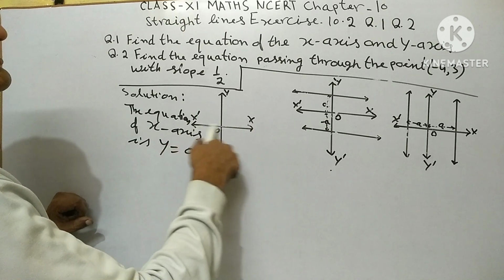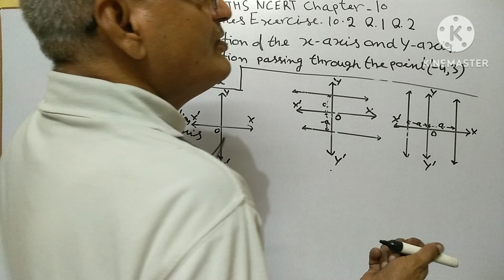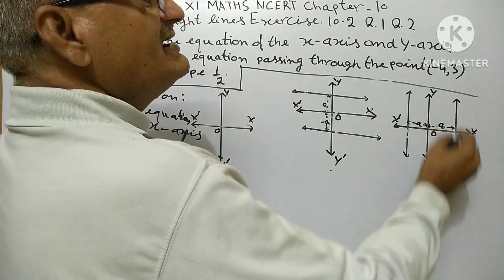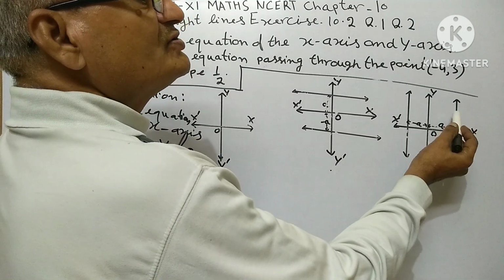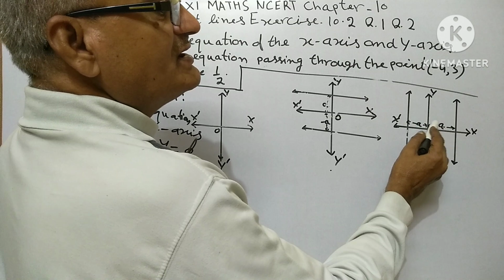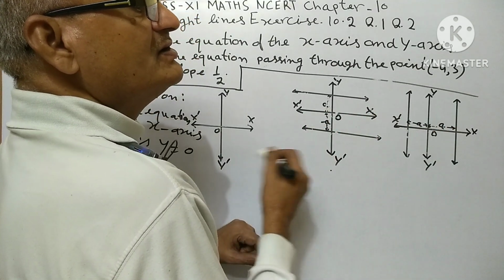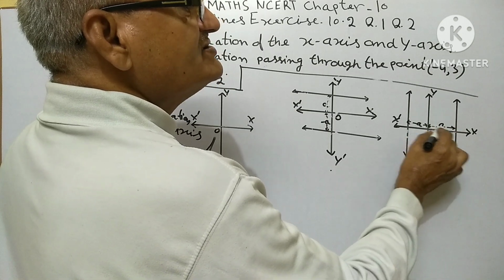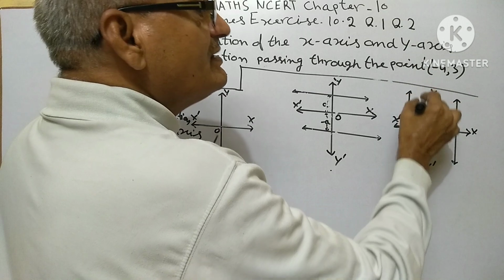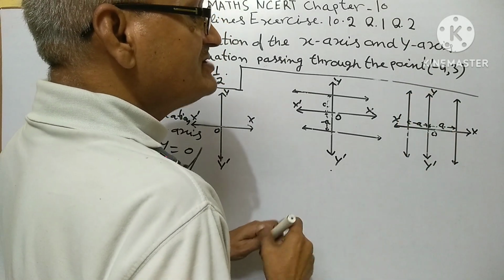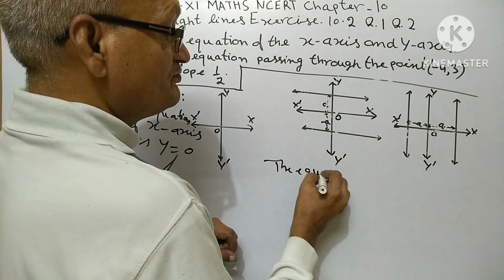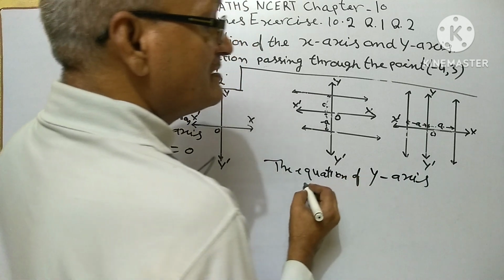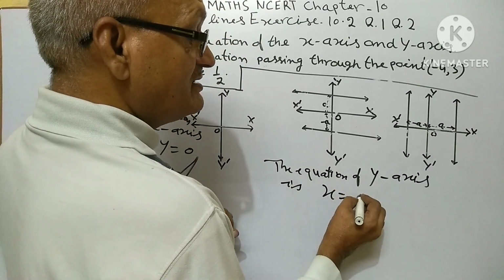This is the x-axis. Now, this is the y-axis and this is the x-axis, and this is a line parallel to the y-axis. So the equation of this line is x equal a or x equal minus a. This line is also on the y-axis, so this distance is 0, meaning x equal 0. And this line is known as the y-axis. So the equation of the y-axis is x equal 0.